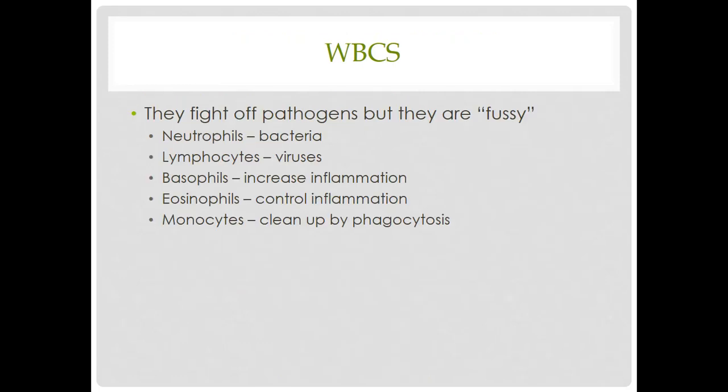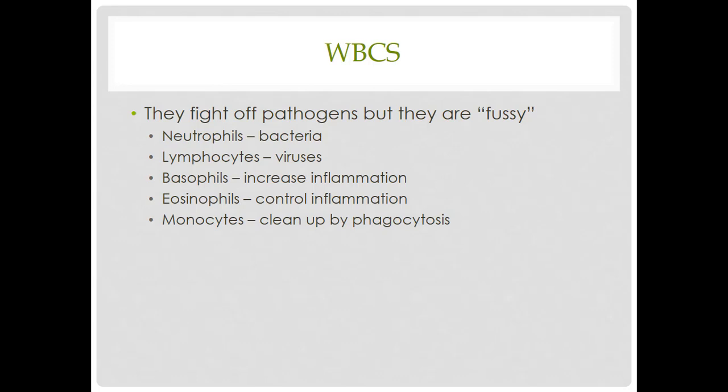So white blood cells do fight off pathogens, but they are fussy. Each one does a different job. Neutrophils tend to do bacteria. Lymphocytes do viruses, and that's why our immune system is all to do with lymphocytes, different types of lymphocytes. Again, we have our 5 main white blood cells, but there are several different types of lymphocytes, all to do with immunity. The basophils increase inflammation, the eosinophils control inflammation, and the monocytes are the cleanup crew.